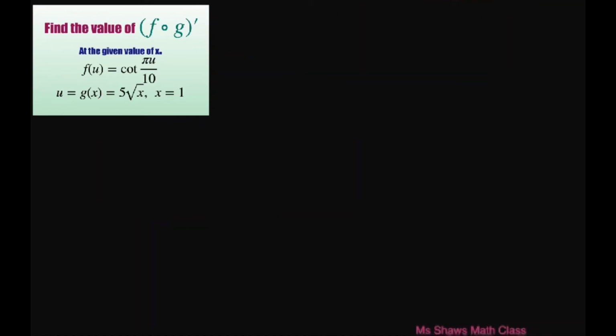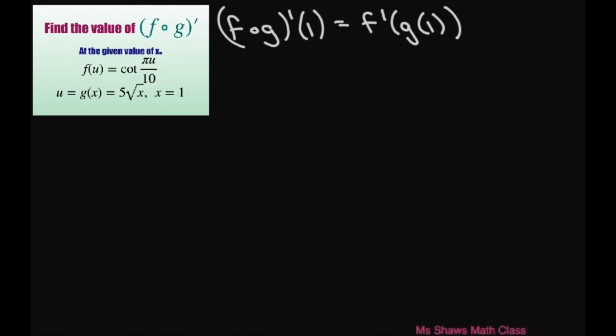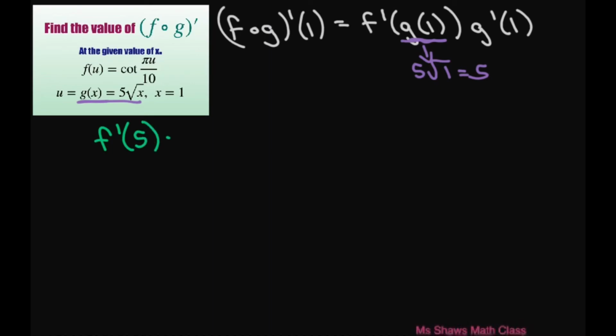Now that we have everything, our formula is f of g prime of 1 equals f prime of g of 1 times g prime of 1. So we're first going to do this inner function, g of 1. And here's your g. So g of 1 is just going to be 5 times square root of 1, which equals 5. So now we have f prime of 5 times g prime of 1. And let me write those out again.